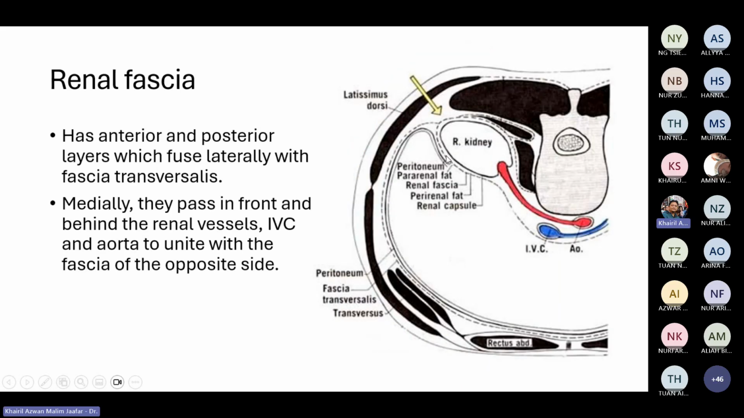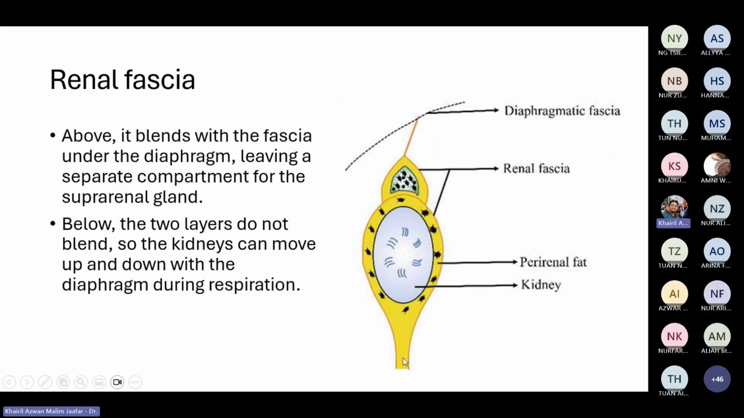The renal fascia covers the top part, the anterior and posterior parts of the right kidney, and also it is continuous with the opposite side. So both the right and left kidney have this fascia, and the fascia is continuous, except for the inferior part, which is not closed. The two layers do not blend together, so the kidneys can move up and down during respiration. So all directions of the kidney and suprarenal gland are covered by this renal fascia, except for the inferior part.